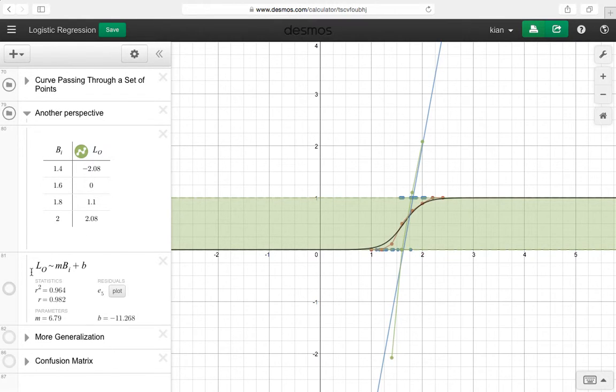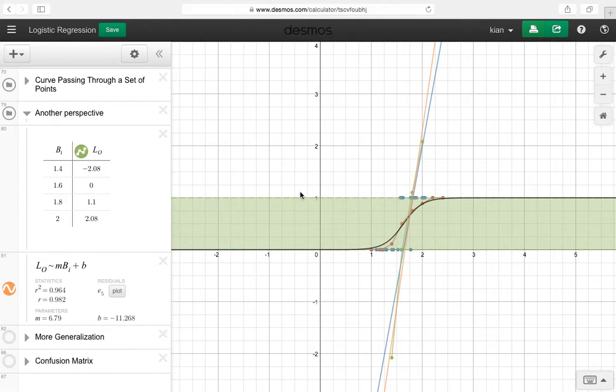So just to test that hypothesis, let's actually run a regression on these 4 points. As you can see, this orange line is a very good approximation of the line of best fit passing through these points, which are log of odds. Now, the coefficients here are very close to the beta 1 and beta 0 we found before, a very large beta 1 and a very large negative beta 0.